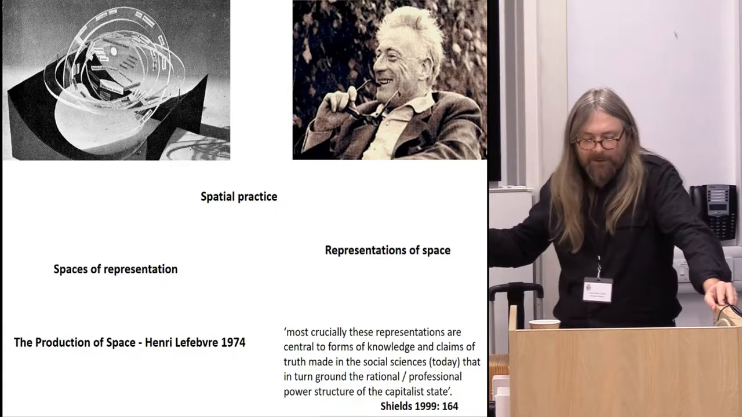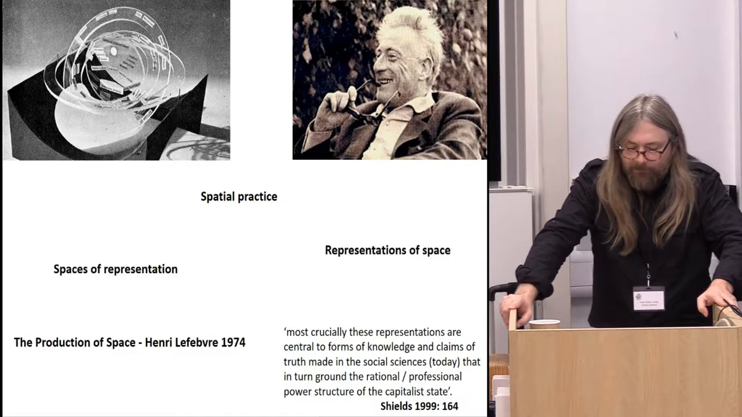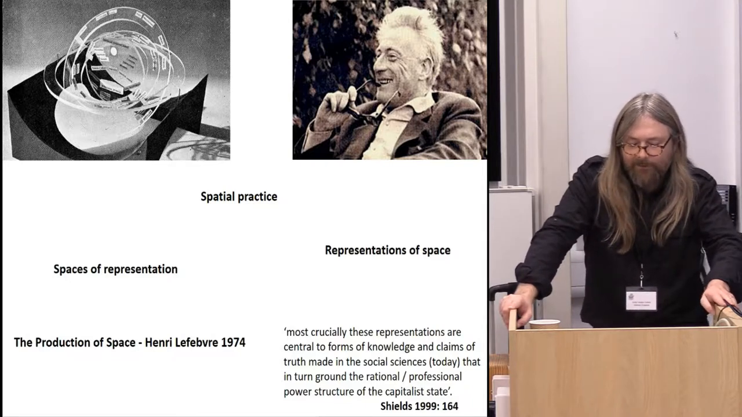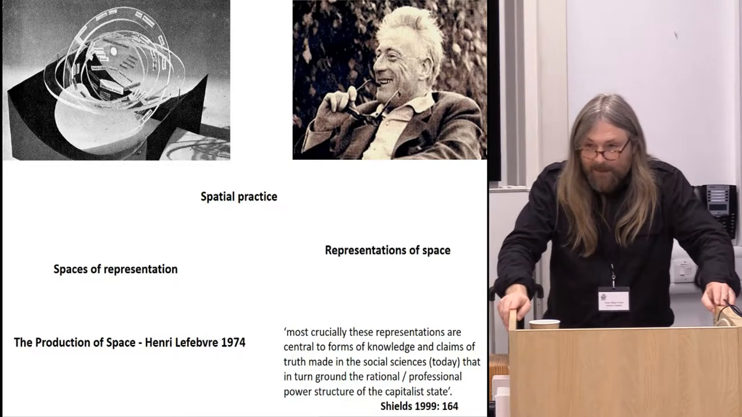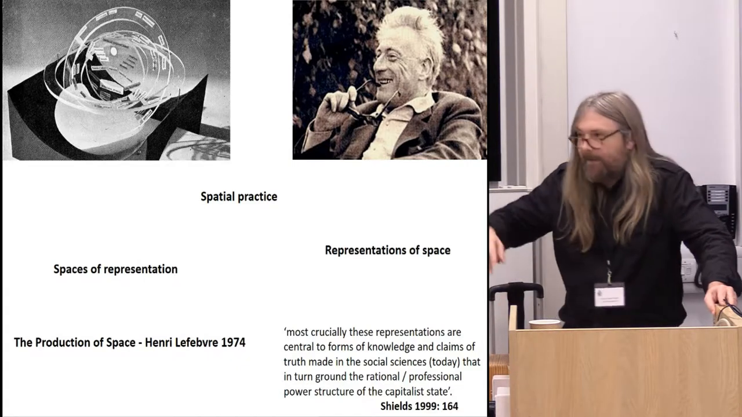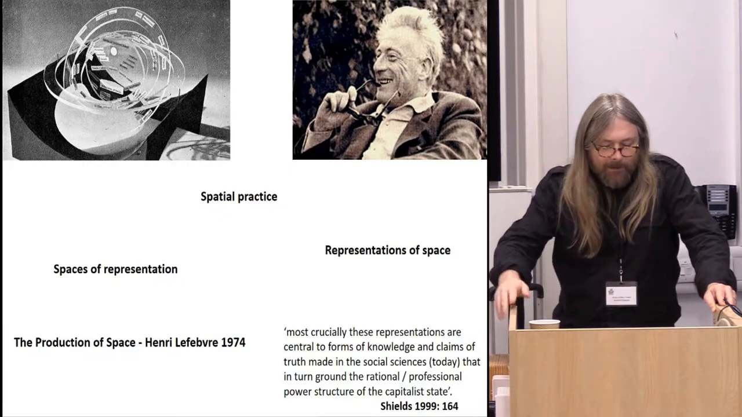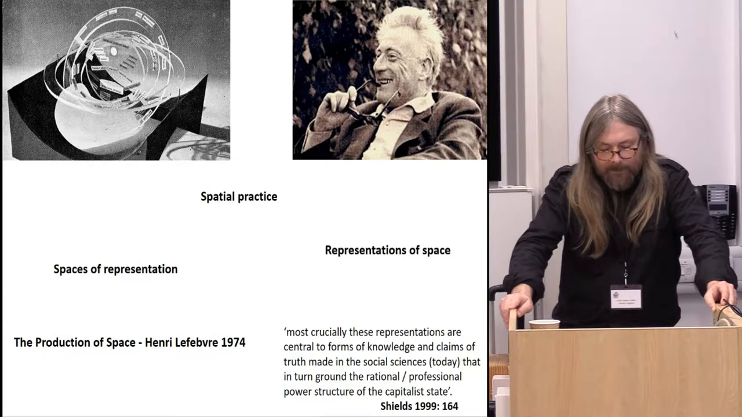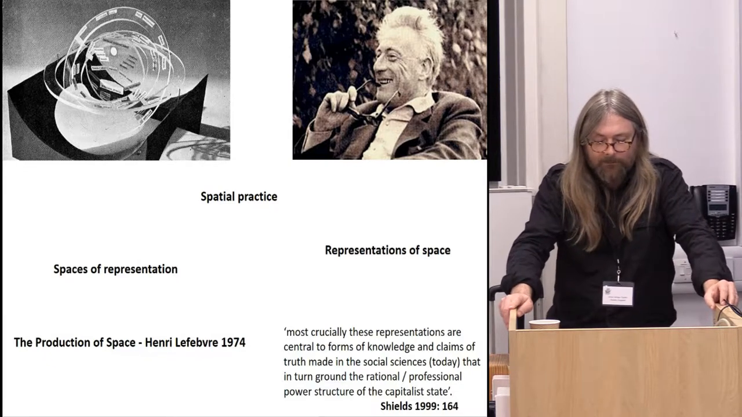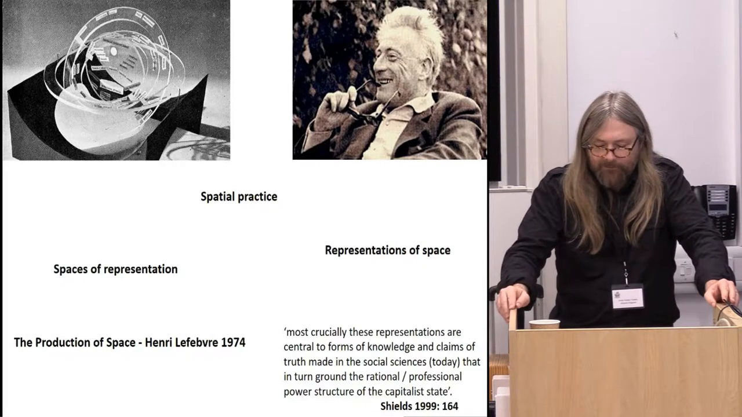Now, these representations are usually central to forms of knowledge and claims of truth made in the social sciences, and in turn ground the rational professional power structures of the capitalist state. These are the spaces of maps. Then lastly, you have spaces of representation. These reflect the inversion of representations of space. It's the symbolic dimension of space.